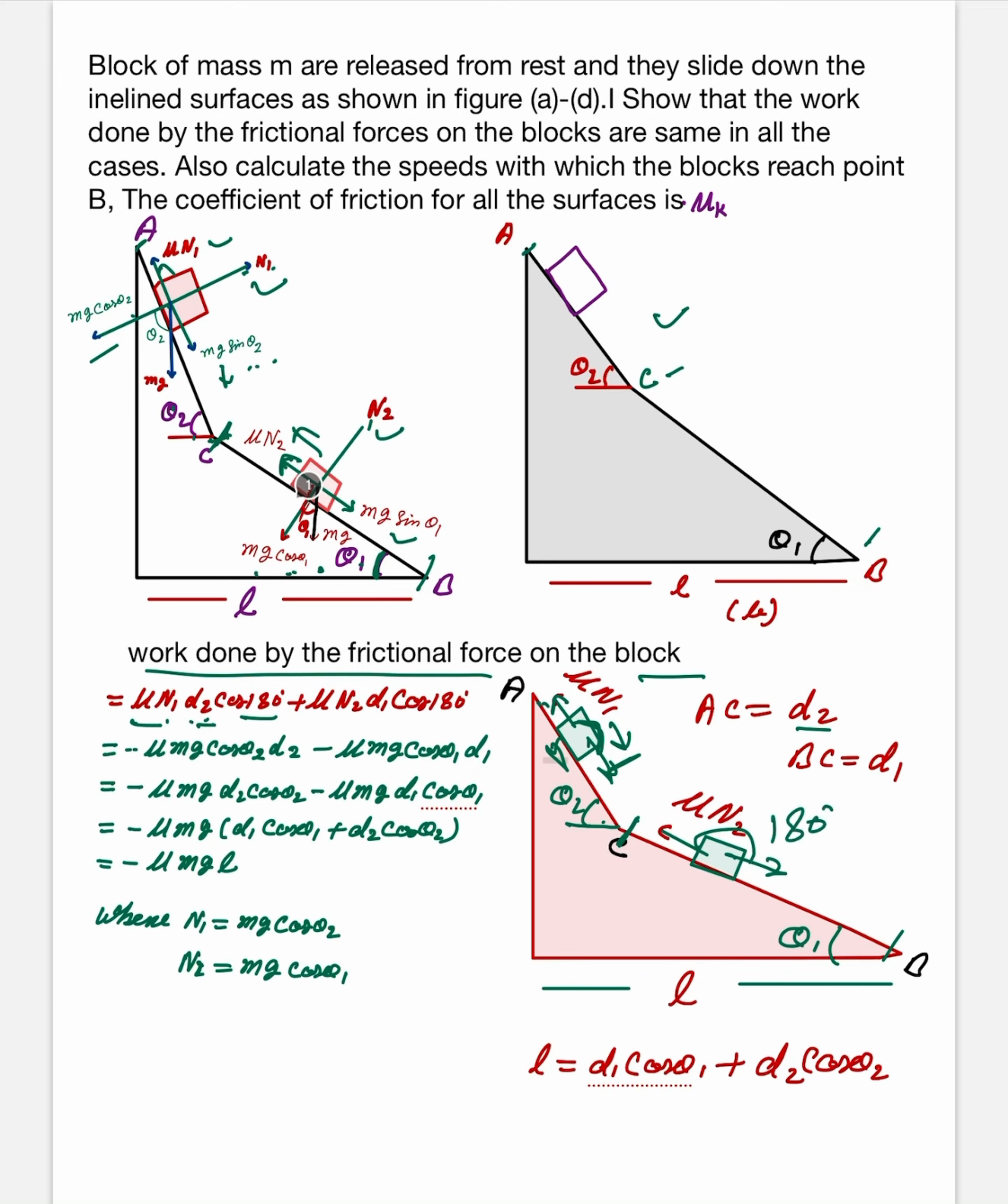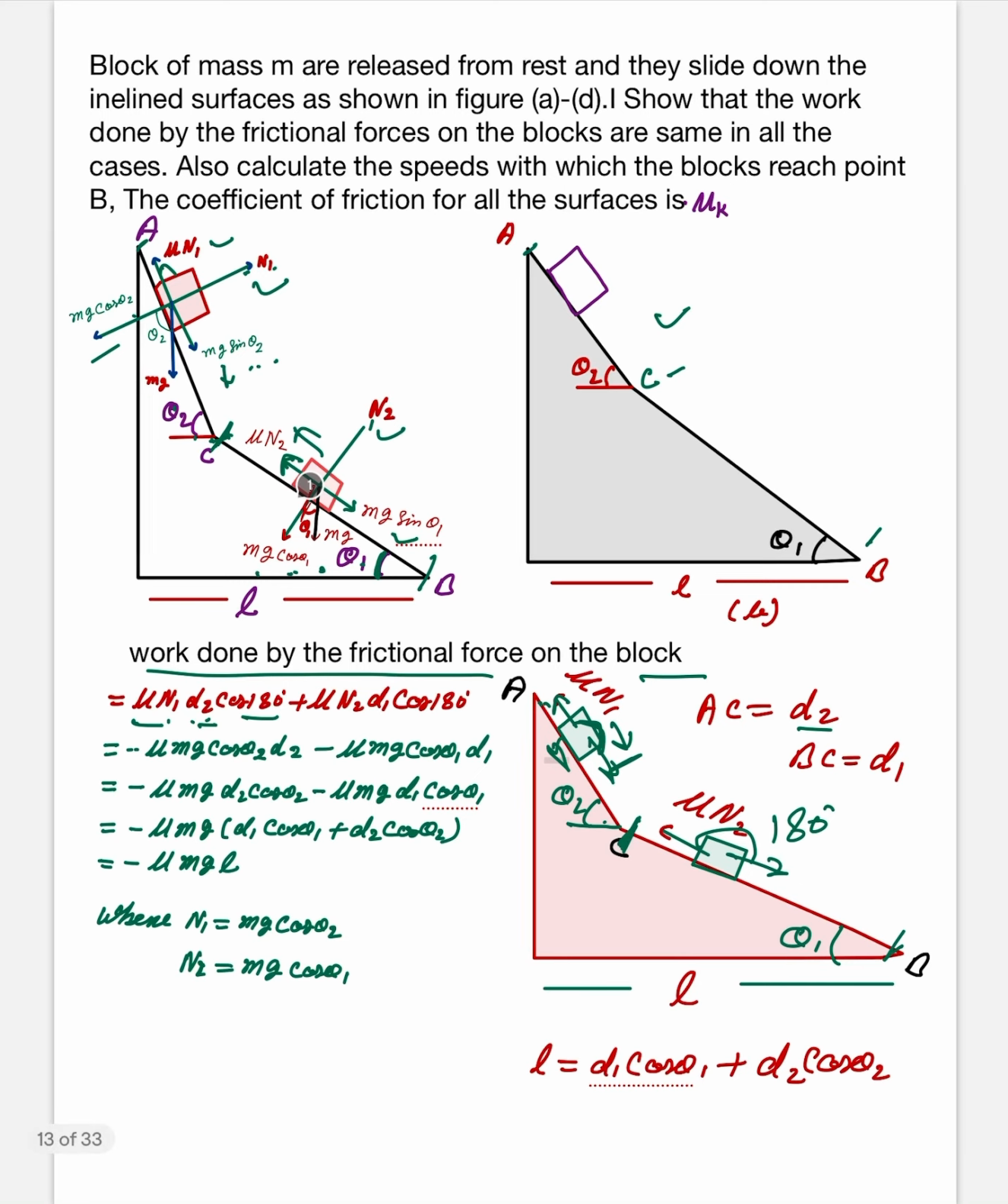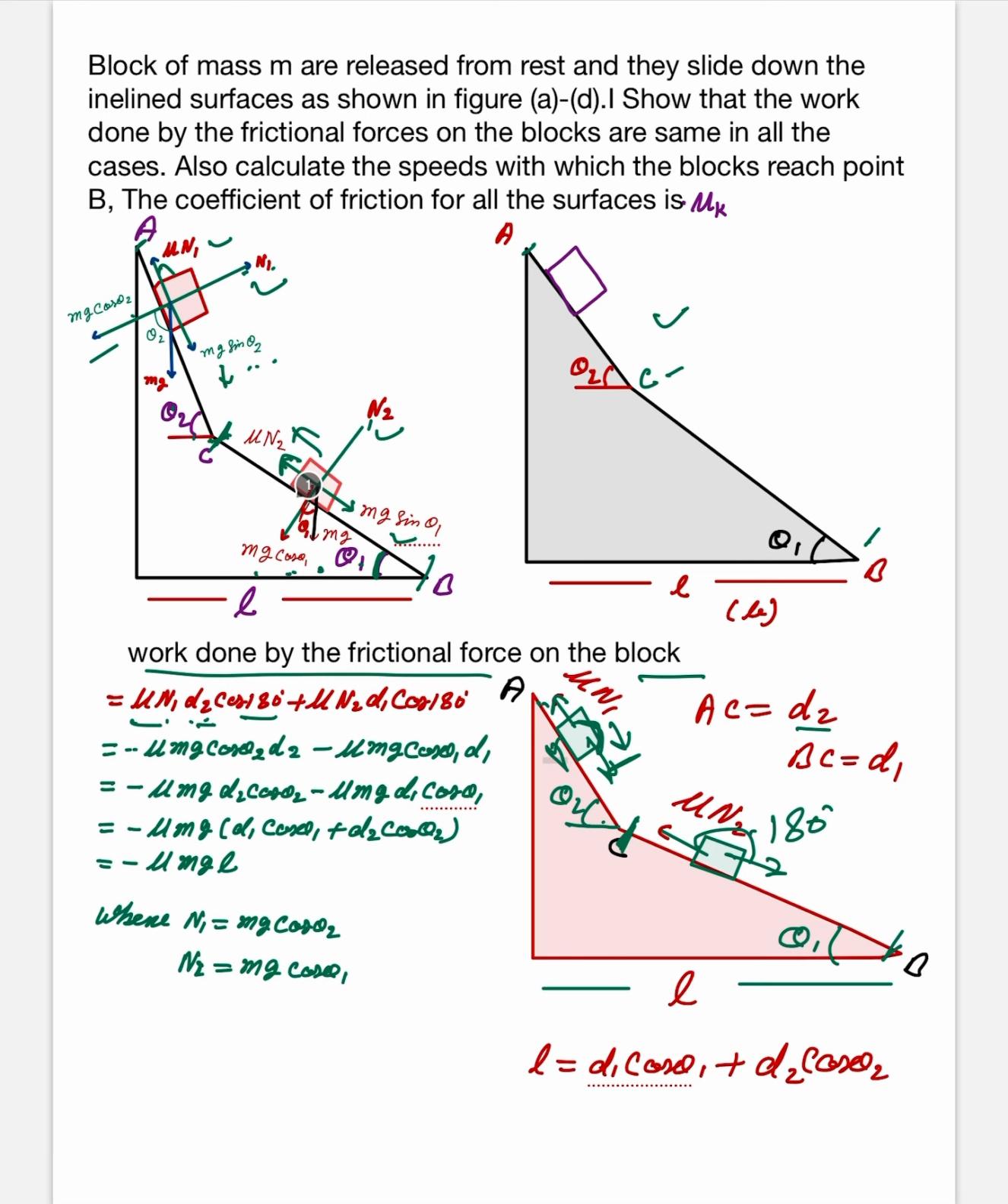Okay, so work done during C to B is written as mu into N2 into D2. This distance is D1, sorry, D1. So mu mg cos theta 1 into D1. D1 cos theta, if common, mu into mg is common.